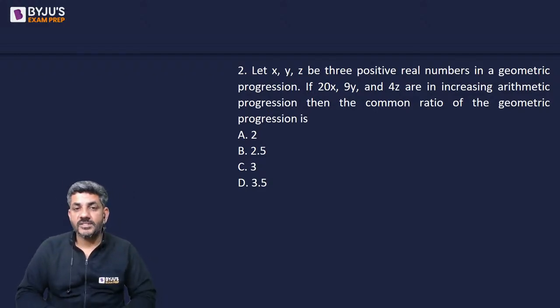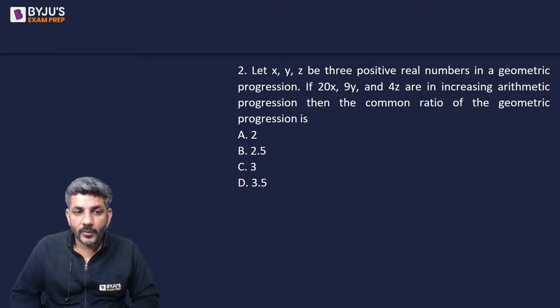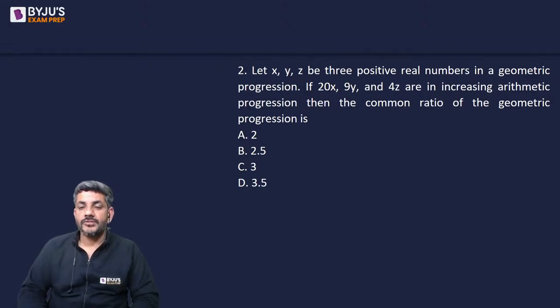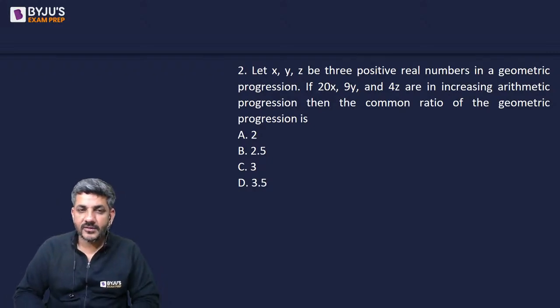Yes, what is the answer for question number 2? X, Y, Z are three positive real numbers in GP and 20x, 9y, 4z are in increasing AP. What is the common ratio of the GP? What is your answer for this second question now?